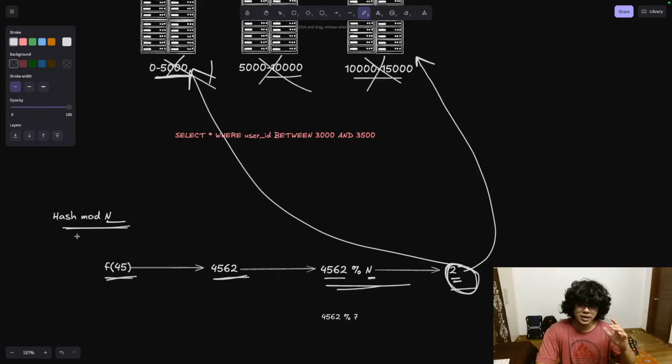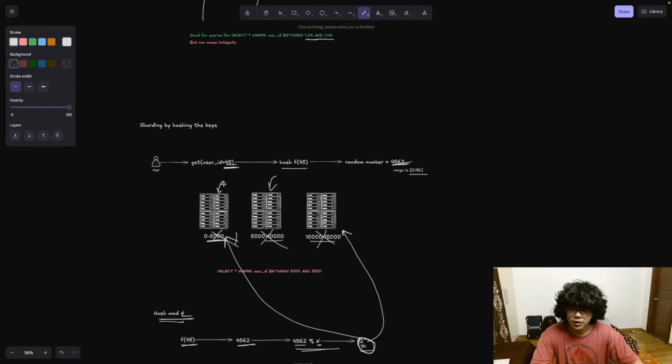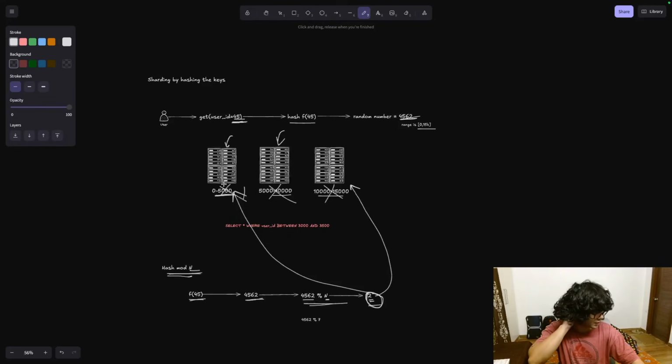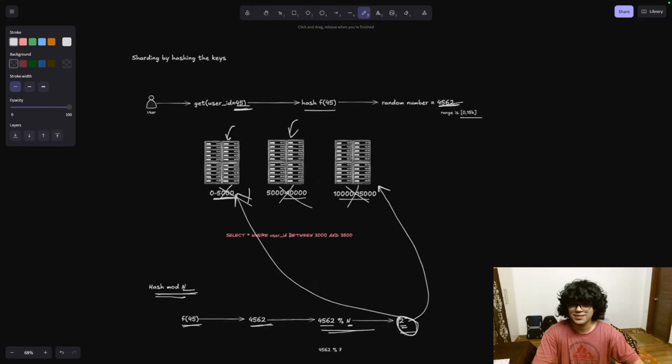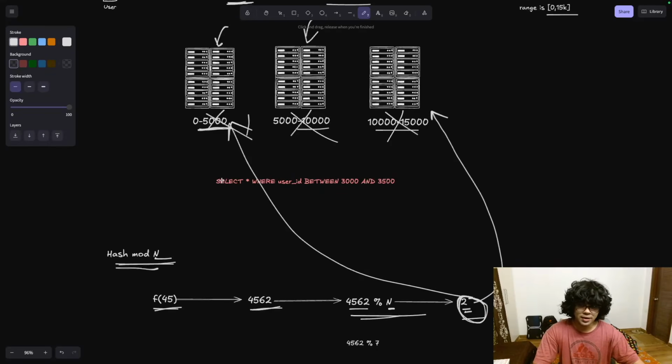To handle this hash mod n problem, we have something called, I forgot the name of that. I think it's called consistent hashing. Yeah, it's actually called consistent hashing, and that is something that I will be explaining in the next video. So this is basically it as an introduction to what sharding is.